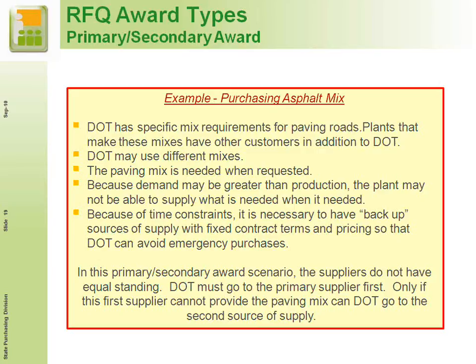In this primary secondary award scenario, the suppliers do not have equal standing. DOT must go to the primary supplier first. You want to note that you must use the primary supplier first, and if they're unable to meet your demand, then you go to your secondary source, and this has already been negotiated, pricing has already been negotiated. So this is an instance when you would use a primary secondary award.